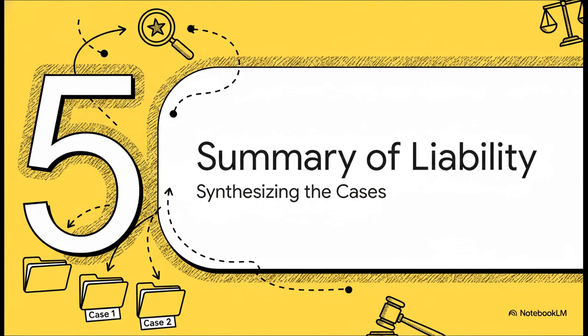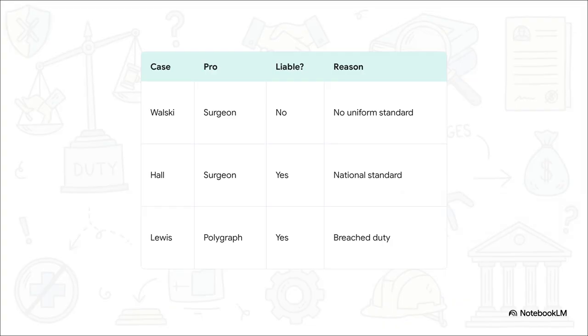Section 5. Summary of Professional Liability. Synthesizing the cases. Okay, let's synthesize everything we've learned and see how that 5-part framework applies across the board. So the crucial point is how the courts systematically apply the rules of duty and breach. Let's walk through this matrix. In Walski, was the surgeon liable for the vocal cord paralysis? No, because the plaintiff failed to prove that a uniform standard of care was breached. Differing expert opinions are just a matter of surgical judgment, not negligence.